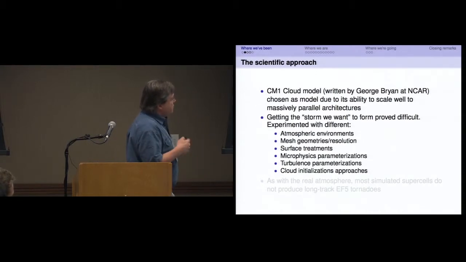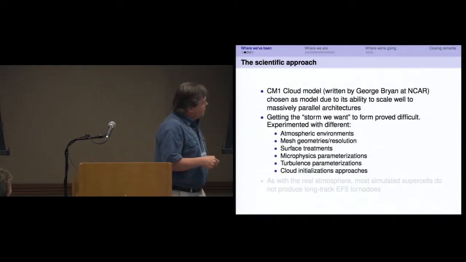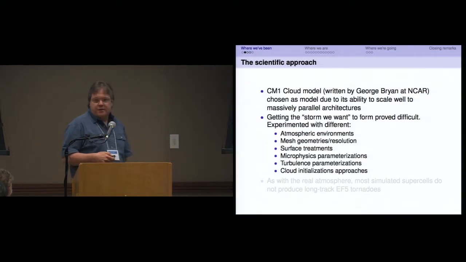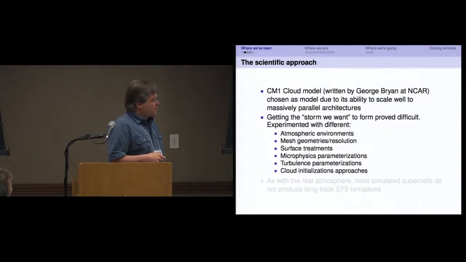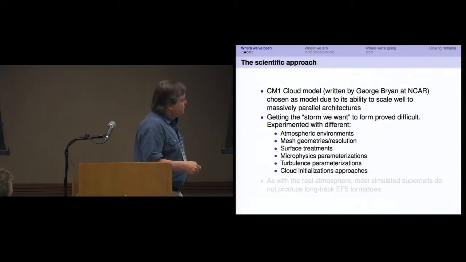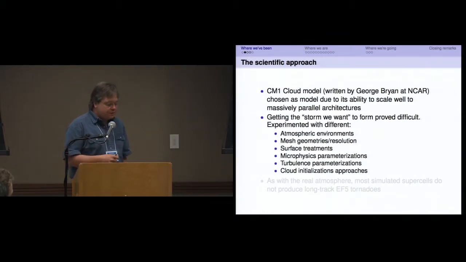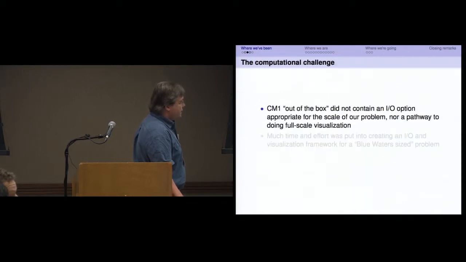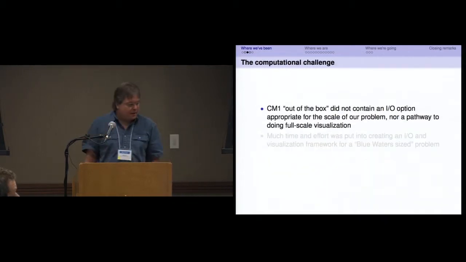We looked at surface treatments, friction or free slip, and microphysical parameterization. That's how the cloud precipitation is handled, as we saw in the first talk. There are a lot of parameterizations in cloud models, and we certainly have a lot of room to improve, but there are several options. Turbulence: how do we handle the subgrid flow? And then how do we initialize the cloud? There are different ways to initialize the cloud, and we're using a method that's just starting to be used more. And as with the real atmosphere, most of our storms did not produce the long-track EF5.